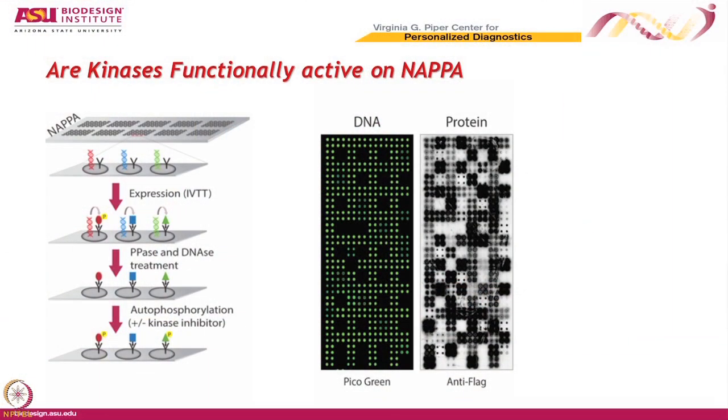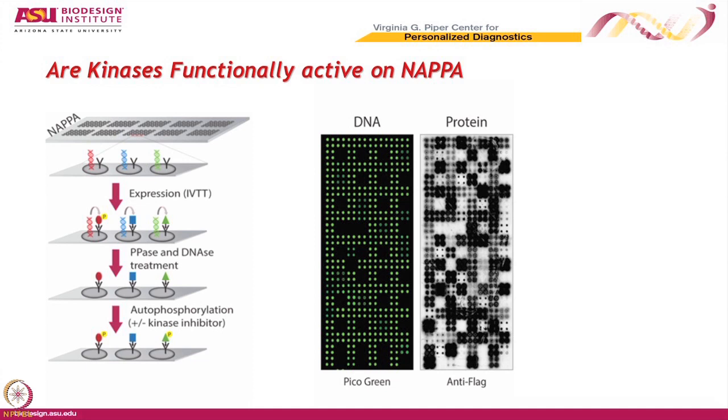Okay, so this is a NAPA array. And what we're going to do here is express proteins on the array. So first, here you see the array stained with PicoGreen, which by now you all know means it's the amount of DNA. And the fact that it's pretty even in its staining means that we did a pretty good job of printing. And then here what we've done is express the proteins and then stain them with an anti-FLAG antibody. The reason it's a FLAG antibody is that in this particular circumstance, these proteins, which are all kinases, happen to have the FLAG tag and not the GST tag.